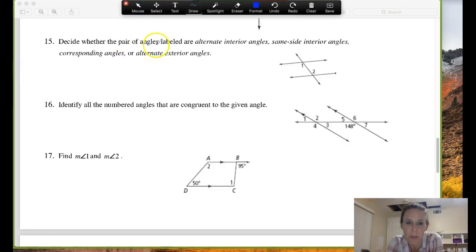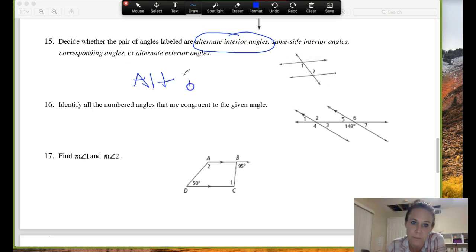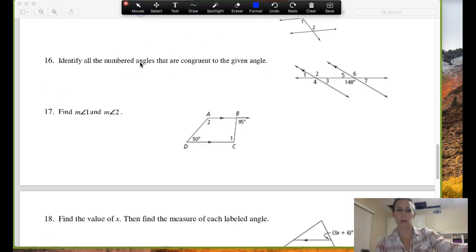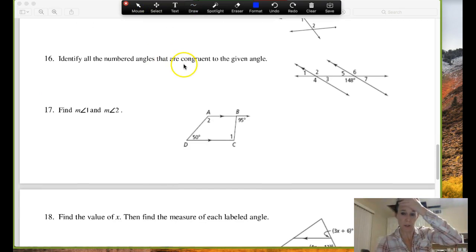Okay, 15. Decide whether the pair of angles labeled are alternate interior, same side interior, that's the ones that are supplementary, corresponding, or alternate exterior. So let's look. I have two lines, I have a transversal. Sorry, they're not on the same side. They're on alternating sides of the transversal, but they're on the inside. So they're alternate interior angles.